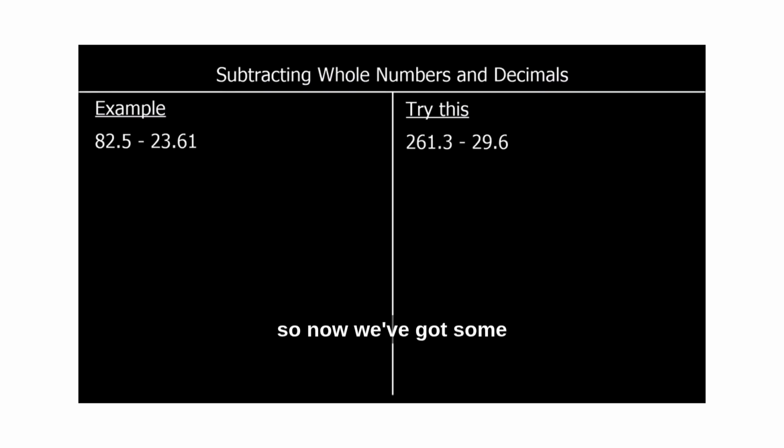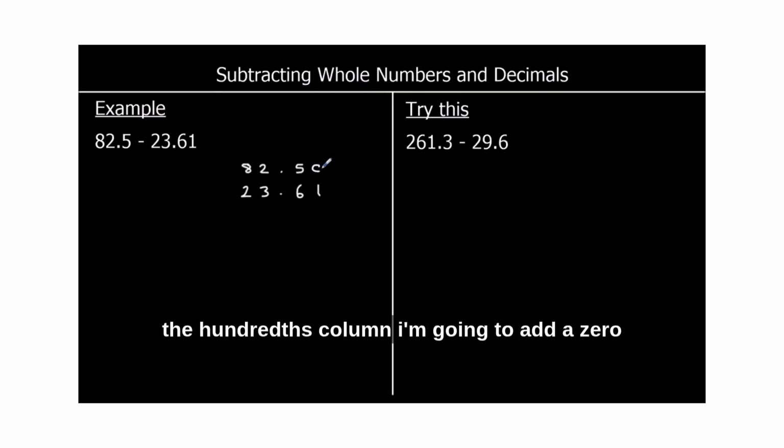Okay, so now we've got some decimals in the question, but we're going to follow the same method. So the first question, I've got 82.5 take away 23.61. So I'm going to line up these numbers. So 82.5, and I'm going to line up 23.61, so tens with tens, ones with ones, tenths with tenths, and hundredths with hundredths. 82.5 has got nothing in the hundredths column, so I'm going to add a 0.